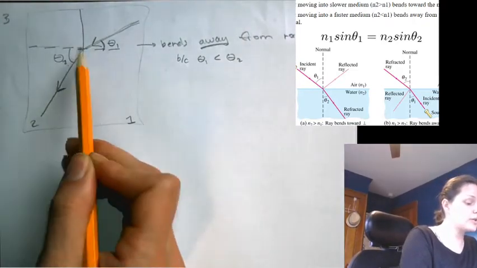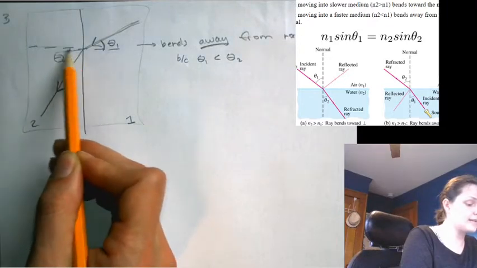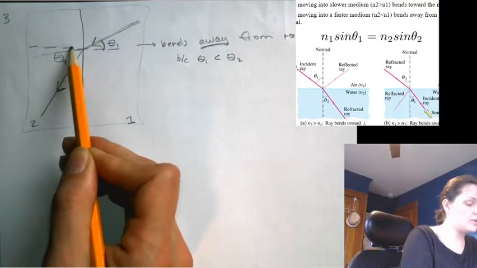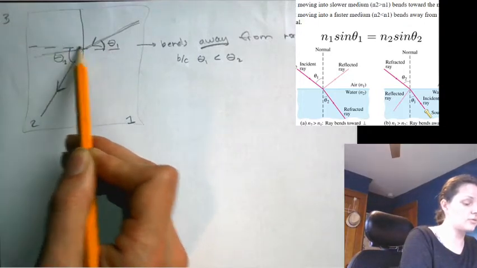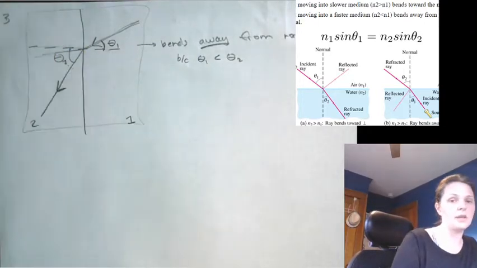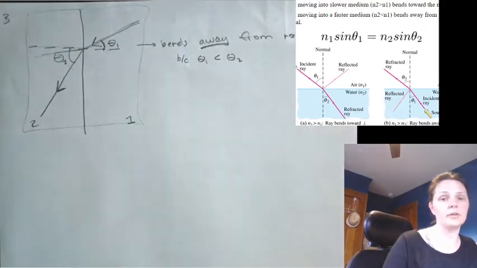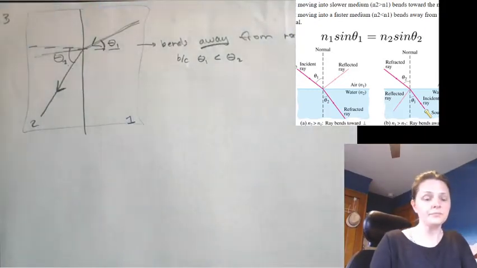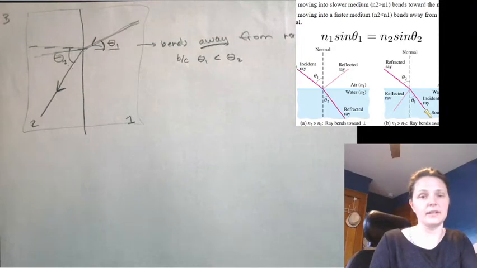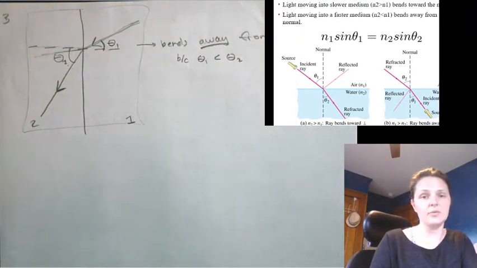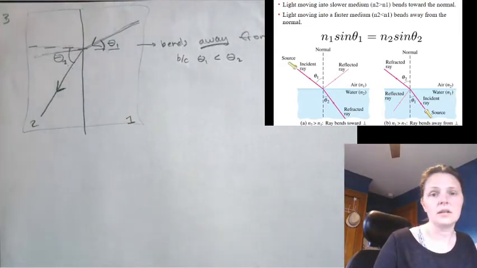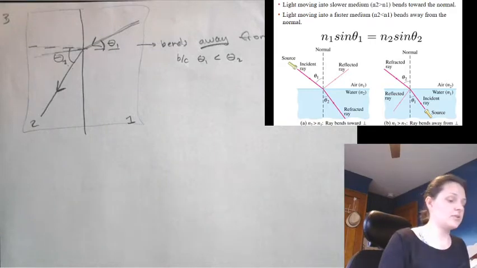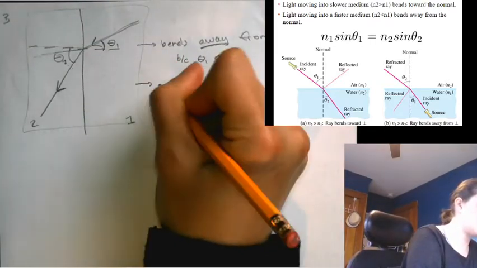If it had bent toward the normal, that would be something that exited like this, where now theta 2, this outgoing ray, would be closer to the normal line that I've drawn instead of farther away. So it bends away from the normal, and we can check this here: light moving into a faster medium bends away from the normal. So it's moving into a faster medium.